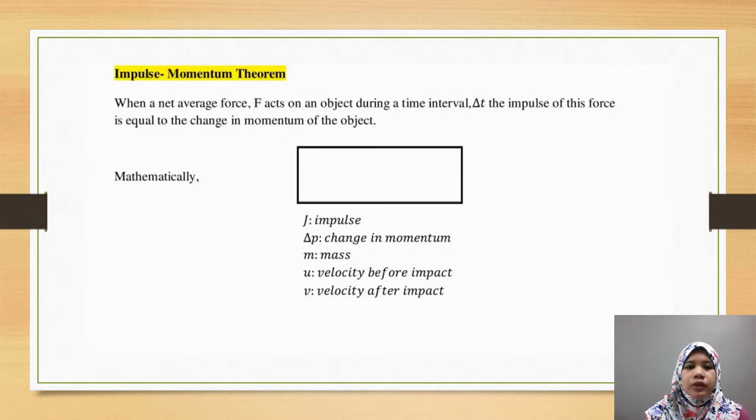We proceed to impulse momentum theorem. When a net average force F acts on object during time interval delta t, the impulse of this force is actually equal to the change in momentum of the object. So means that dari segi equation, impulse adalah sama dengan delta p, change in momentum.